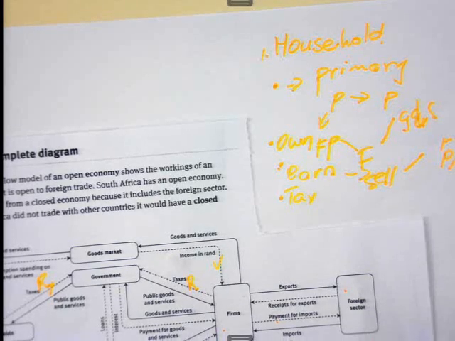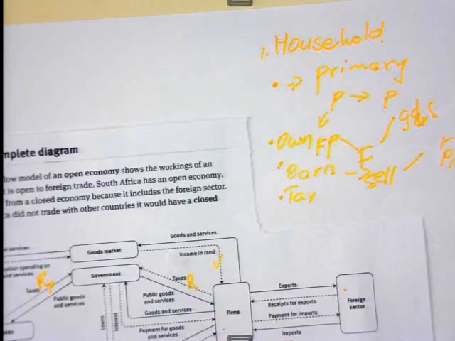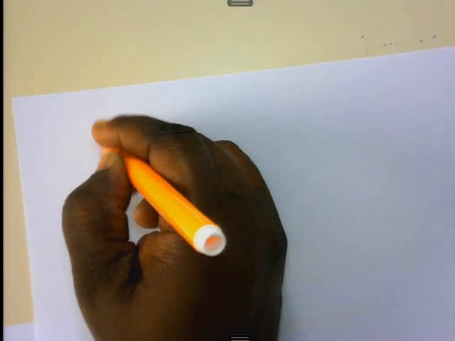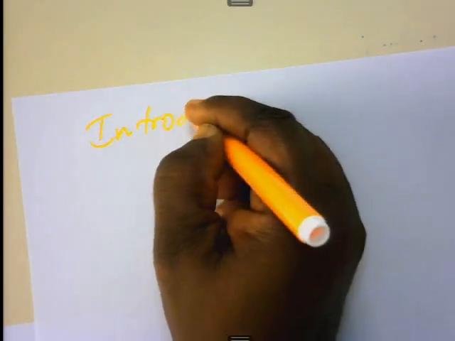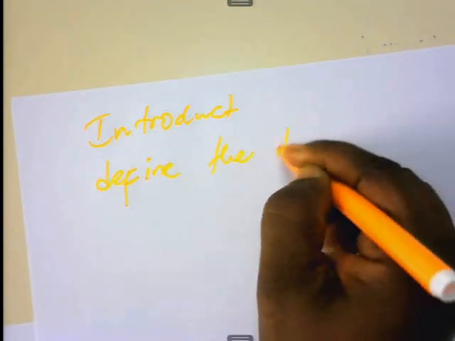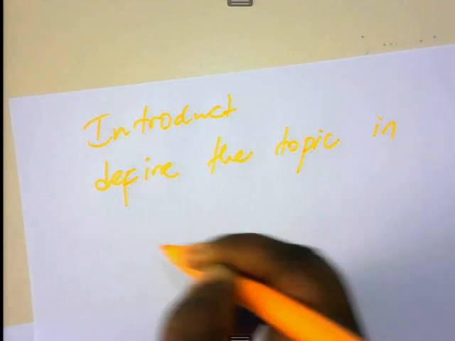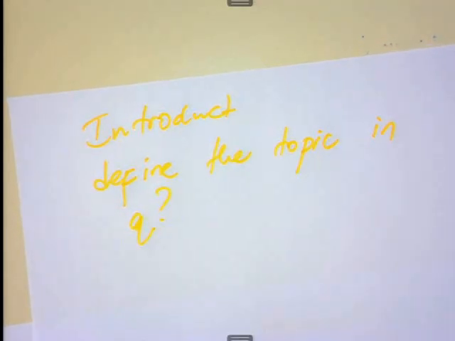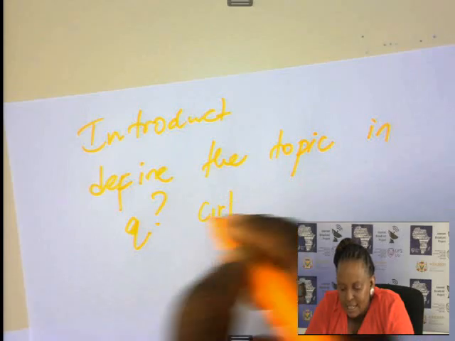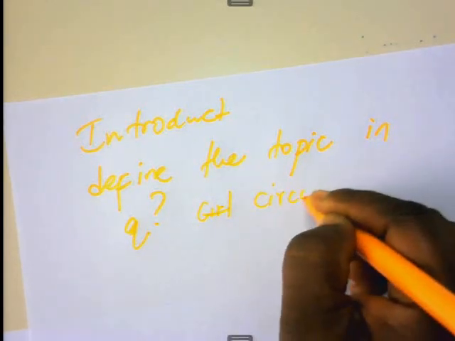Then you go to the next participant. It's going to be your second subheading. Whenever you write an essay, please structure your essay correctly. We always start with an introduction, whereby we are going to define the topic in question. What do we mean by defining the topic in question? Our topic right now is the circular flow. So it means you must define the topic, circular flow.